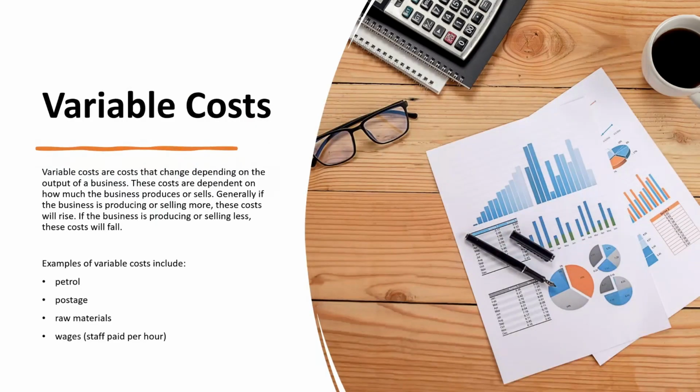Variable costs, on the other hand, are costs that change depending on the output of the business. These costs are dependent on how much the business produces or sells. Generally, if the business is producing or selling more, these costs will rise. If the business is producing or selling less, these costs will fall. So some examples of variable costs include petrol, postage, raw materials, and wages. So those are obviously paid per hour, so the more they have to work, the more you're going to have to pay for wages, if that makes sense.